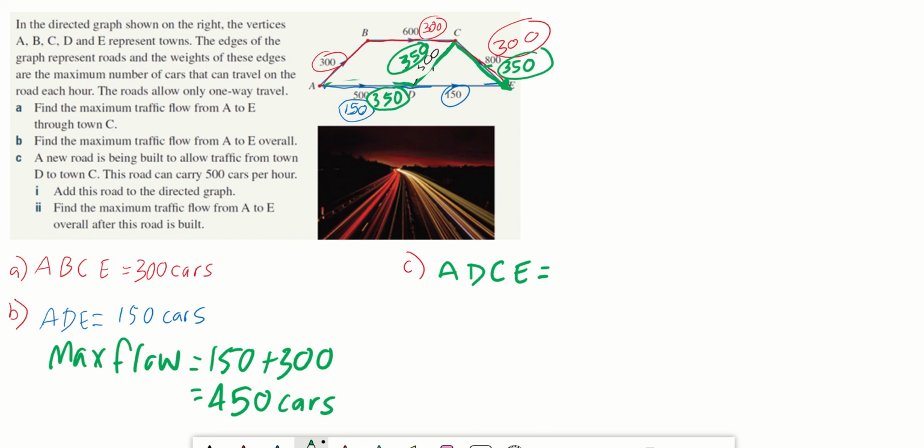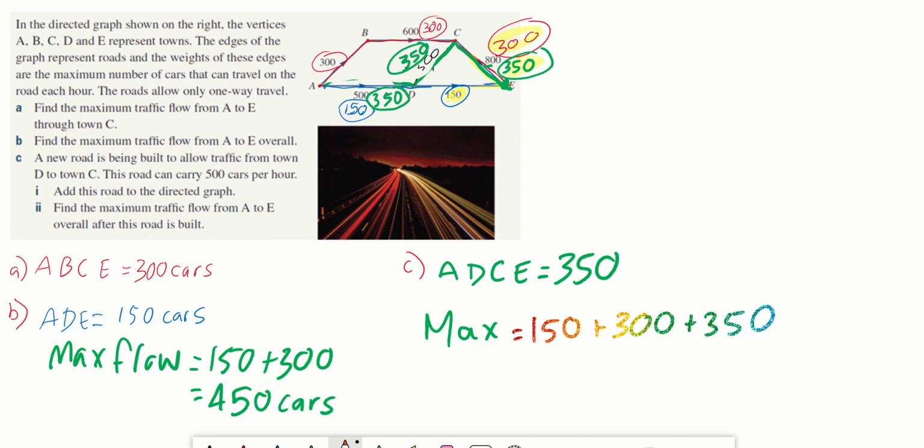So what that means is now if I want the overall maximum flow, the maximum flow for that particular path was 350, but now if I want the overall maximum flow of the entire network, what do I do? Well, I add all of the circled numbers that are on any of those last edges that meet the end point. So what does that give me? It gives me 150 plus 300 plus 350. And that gives me the overall maximum flow to be 800 cars.